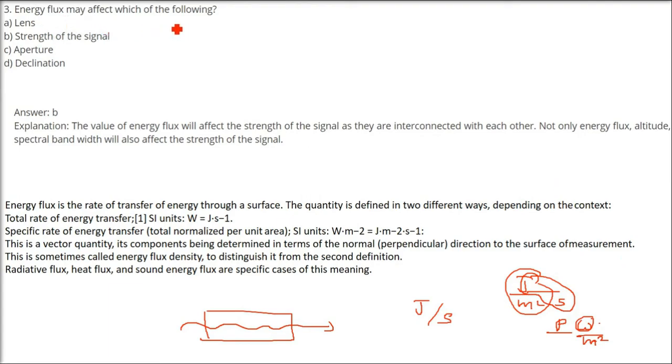Let me tell you the answer, then we'll discuss more. Energy flux may affect the strength of the signal. Just the value of the energy flux will affect the strength of the signal, as they are interconnected. They are interlinked with one another. And not only energy flux, the altitude and spectral bandwidth also affect the strength of the signal. We call this energy flux density; there are different definitions. So radiative flux, heat flux, sound energy, these are special cases of the same term, energy flux.